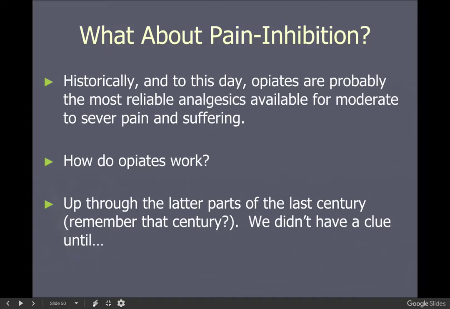Okay, so pain inhibition. Opiates, and notice I don't say opioids, are probably the most reliable analgesics available for moderate to severe pain. Severe. Oh my God, a typo. How do opiates work? We didn't know. You would read textbooks and they would basically say opiates mess you up. And when you're messed up, you don't feel pain. Not very useful.